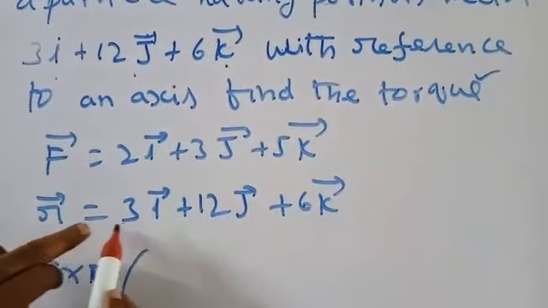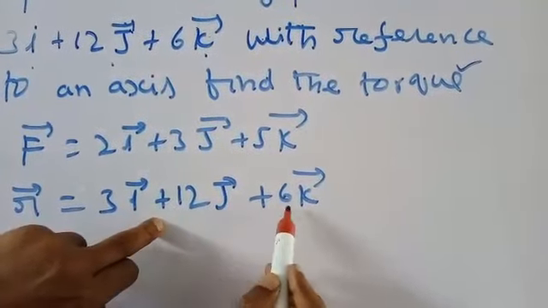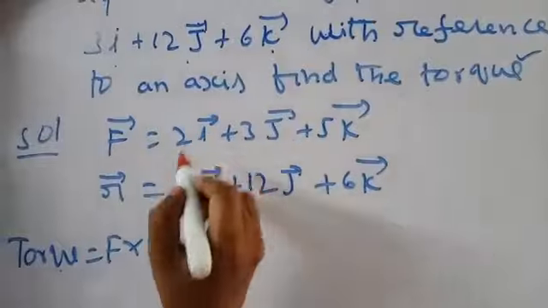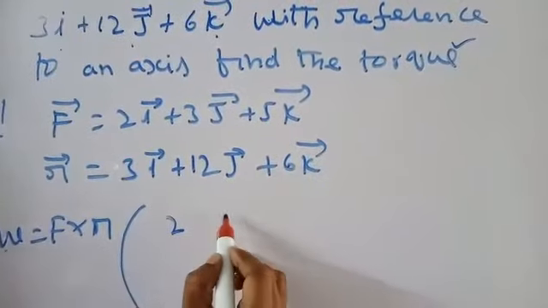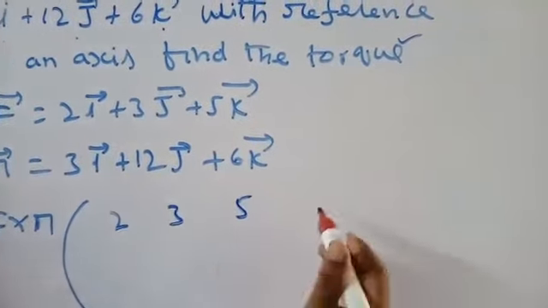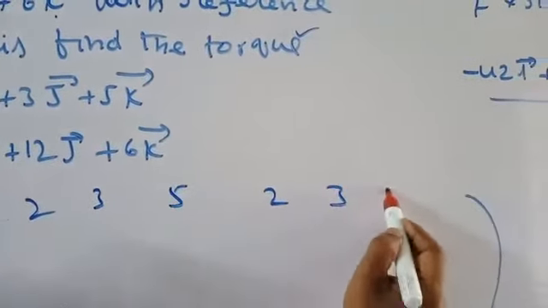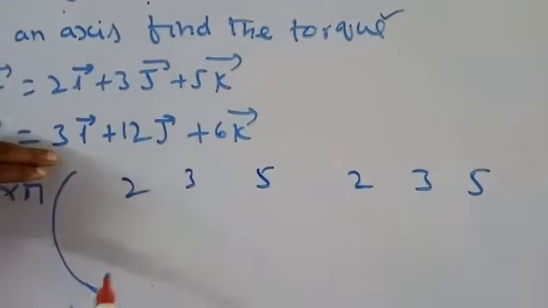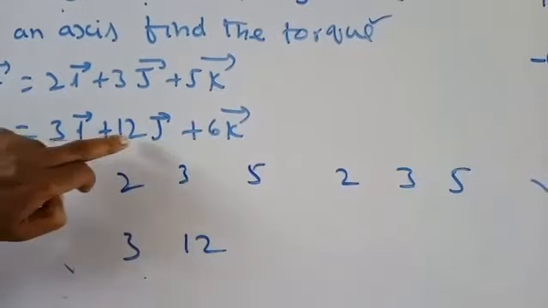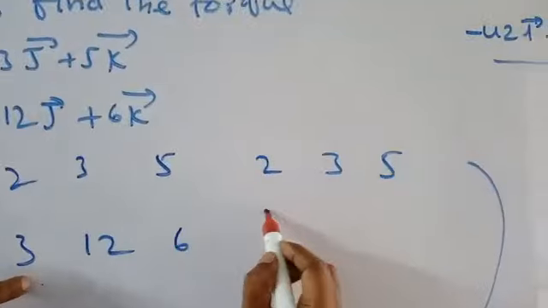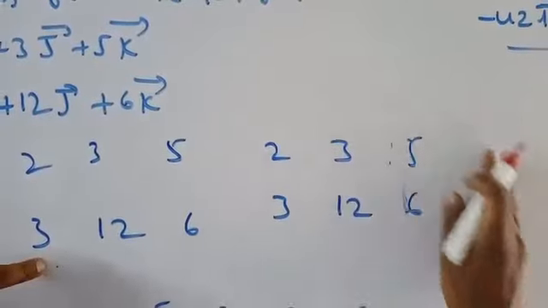R bar is given, that is equal to the position vector, 3 i bar plus 12 j bar plus 6 k bar. Okay, this can be solved. Write down the force vector components 2 3 5. Again rewrite this 2 3 5. Next, the second vector components, write down here 3 12 6. Again write here 3 12 6.